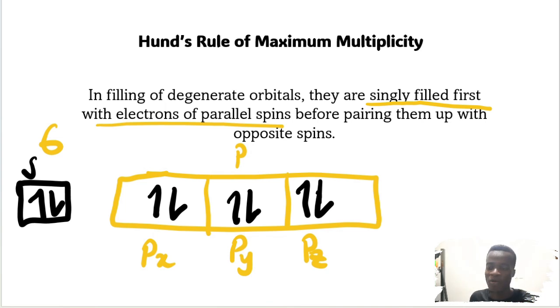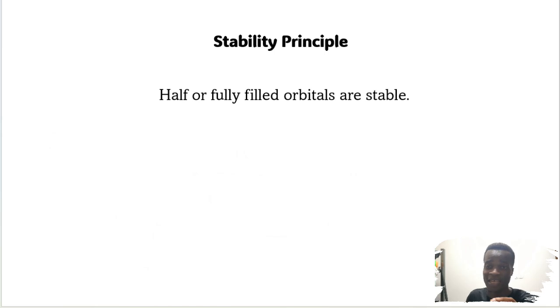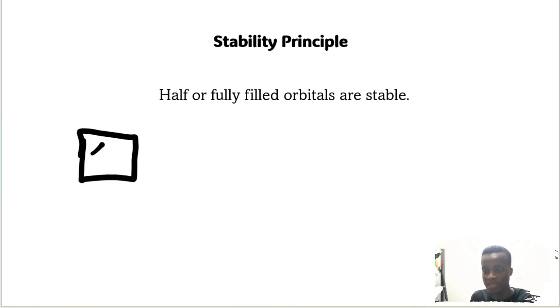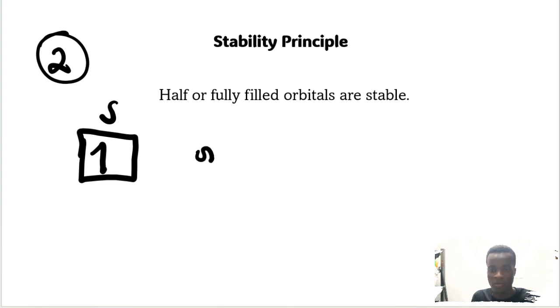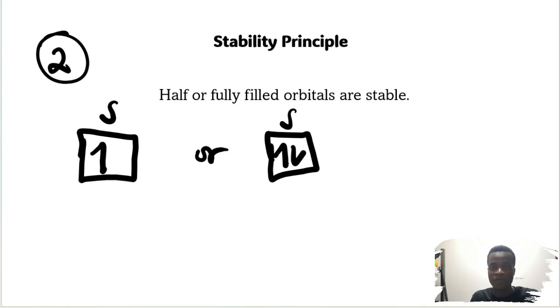And the last rule that we are going to have is the stability principle. The stability principle is simple: half-filled or fully filled orbitals are stable. So if you have an orbital that is half filled or fully filled, that particular orbital is stable. Look at this. This is an s orbital, right? It's half filled, because the s orbital is supposed to take 2 electrons maximum, but it's having 1. Or if it is fully filled, it is fully filled. When it's half filled or fully filled, that particular orbital is stable.